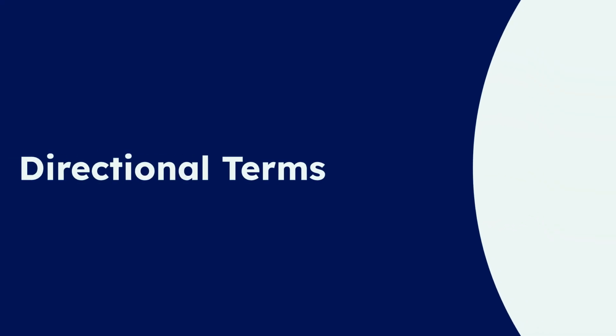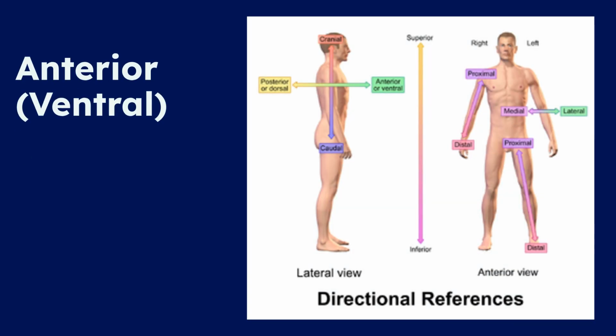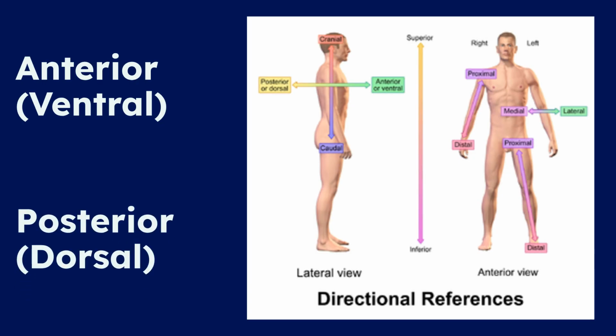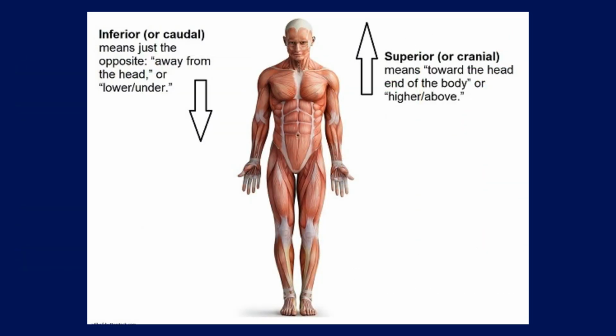Now let's explore directional terms. These terms describe the relative positions of body parts to one another, making descriptions clear and consistent. Anterior or ventral refers to the front of the body, while posterior or dorsal refers to the back of the body. Superior or cranial means toward the head or upper part of a structure. Inferior or caudal means away from the head or toward the lower part of a structure.